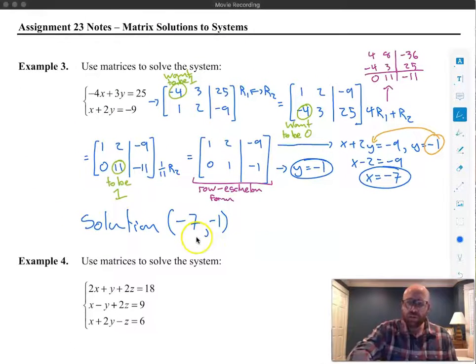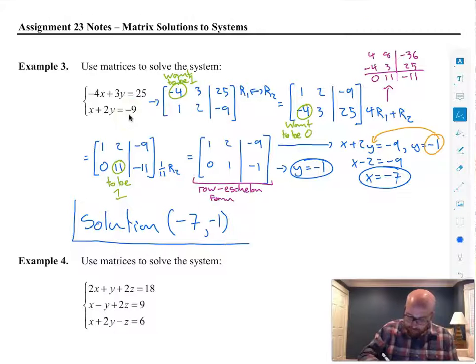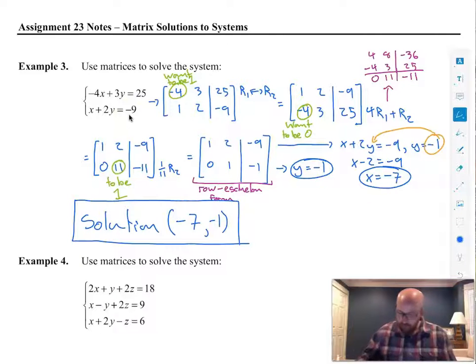So -7 times a -4 is a positive 28. -1 times 3 is a -3. A positive 28 combined with a -3 is 25. Check. And then -7 plus 2 times a -1, so -7 plus a -2 is indeed a -9. Everything works out. So we're good.